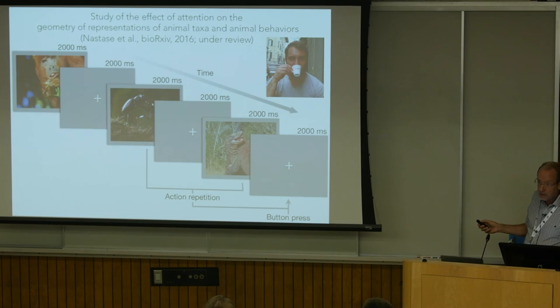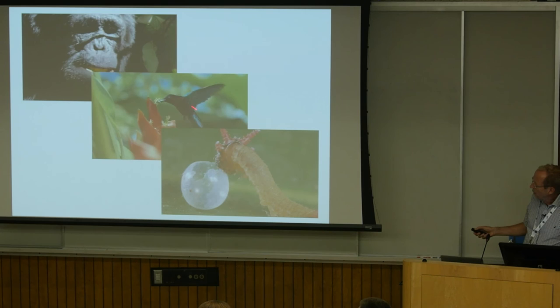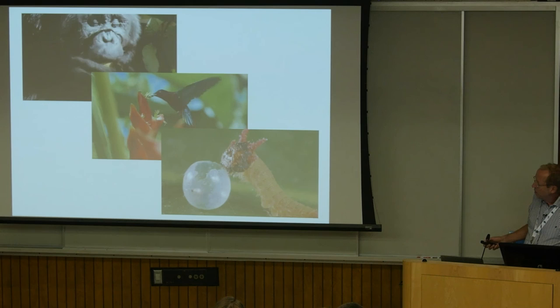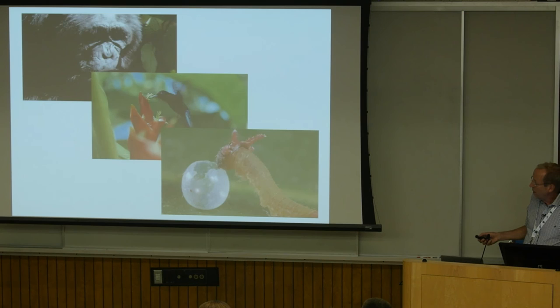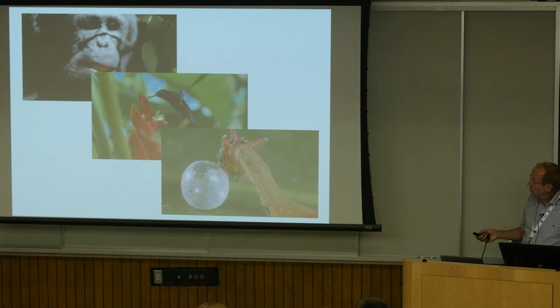And he had subjects looking at videos of behaving animals. So this is three of these video clips. Is that a gorilla? I think it's a gorilla. And a hummingbird and some kind of caterpillar. So they're very different species, but they're all doing the same thing. They're all eating, right? But the way they eat is very different. So the motion vectors of how they accomplish that act of eating is very different. But we immediately recognize that they're eating. I'll talk a little bit more about this in my next talk.